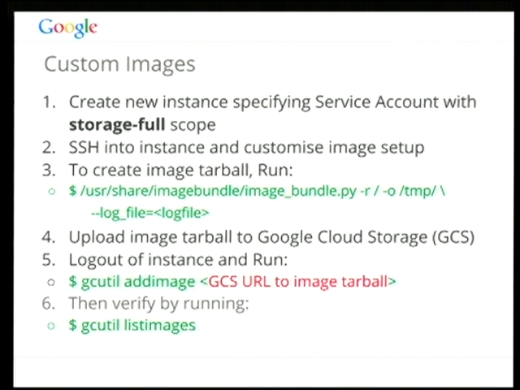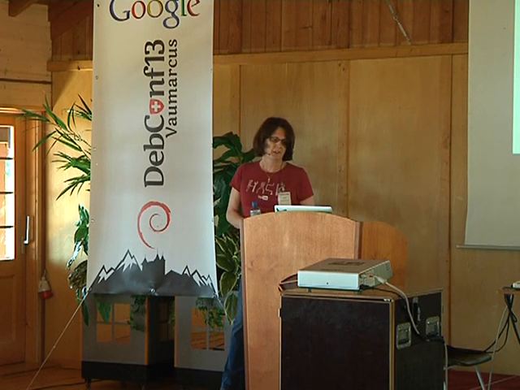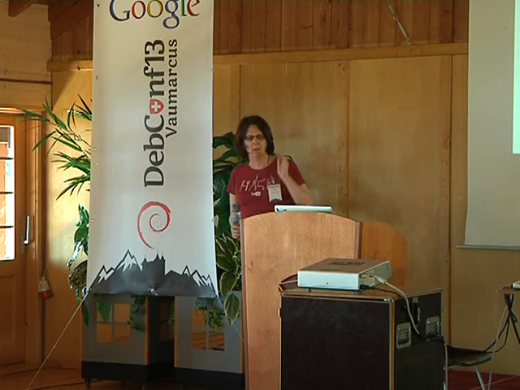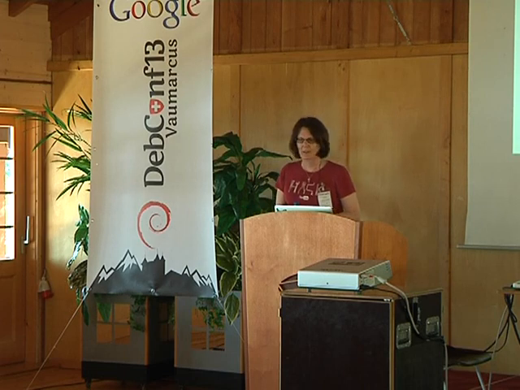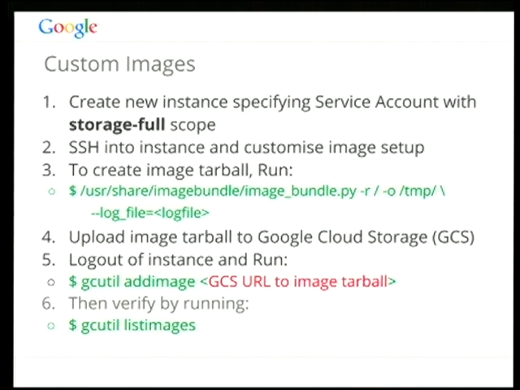And then you're going to create an image tarball using imagebundle.py, a Python script that we supply. And that will create a large image for you. It will take some time to run, depending on the level of configuration that you've made on the image. And then once you've done that, upload the image tarball to Google Cloud Storage, where it's accessible for you to use with GCUtil, one of the tools that Jimmy showed you earlier, to add the image back into Compute Engine. It now becomes a project level resource for you to use within your particular project.